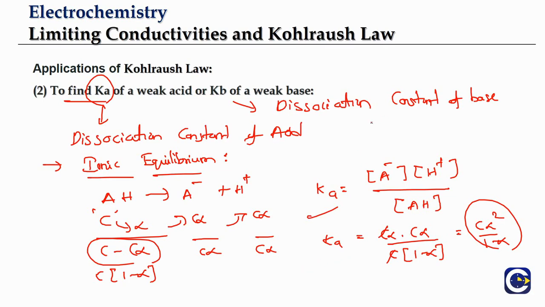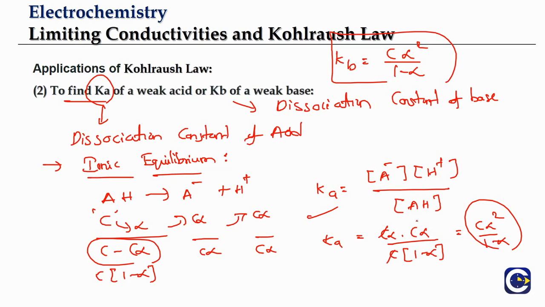Similarly, if we have a monoacidic base, for that also we'll have almost similar formula, except instead of Ka, we are going to have what? Kb. So Kb will be what? C alpha square by 1 minus alpha. So these are the expressions for the monobasic acid or monoacidic base. So here we have the formula between alpha and Ka of the acid or alpha and Kb of the base. So this is how we can find the Ka of the weak acid or Kb of the weak base.